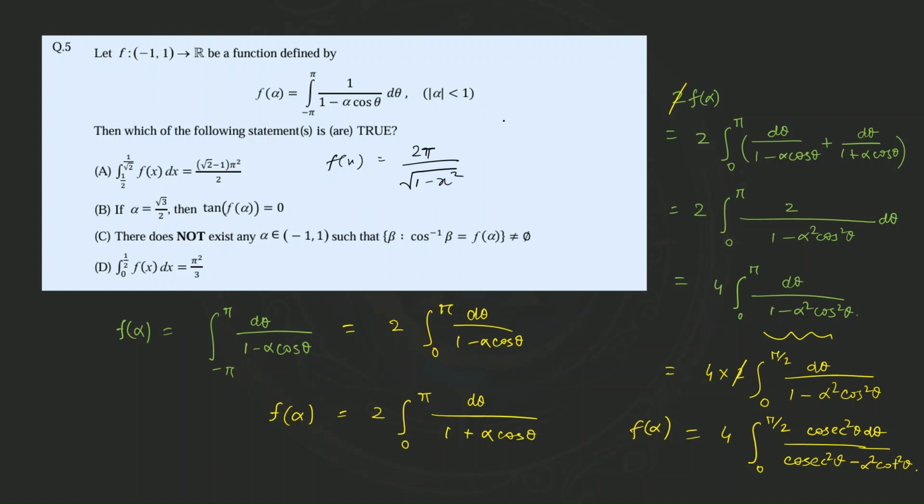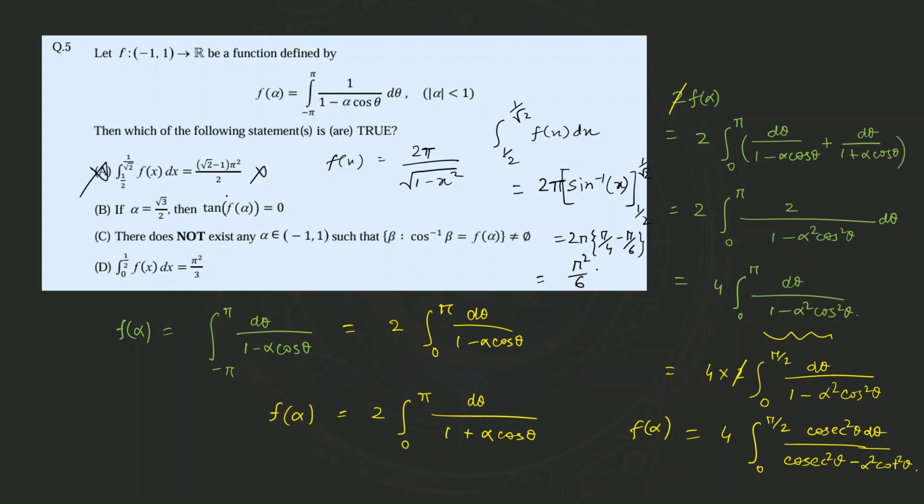So if we calculate this integral from 1 by root 2 to 1 by 2 of f of x dx, this is equal to 2 pi sine inverse x, with limits from 1 by root 2 to half. So it comes out to be 2 pi into pi by 4 minus pi by 6. So if you calculate this, it will be pi square divided by 6. Okay, so this is clearly not correct. So option A is not correct.